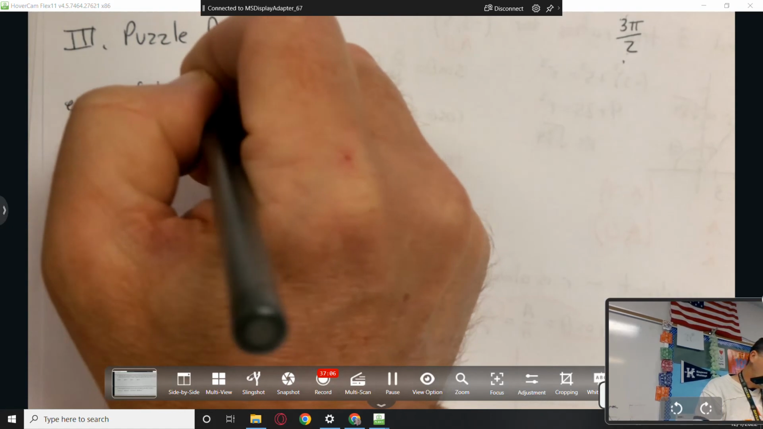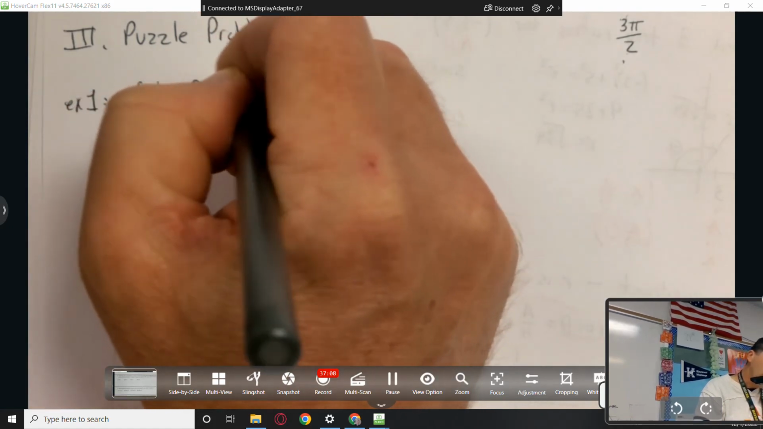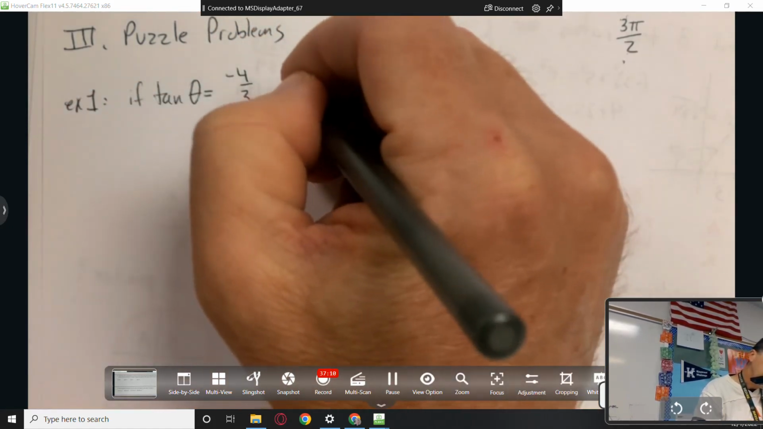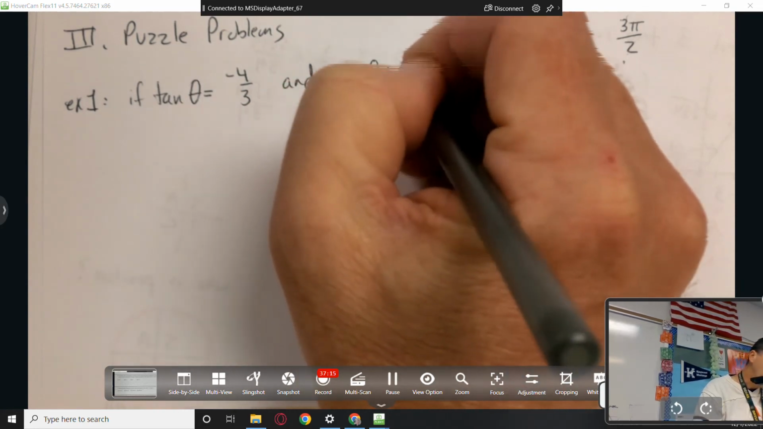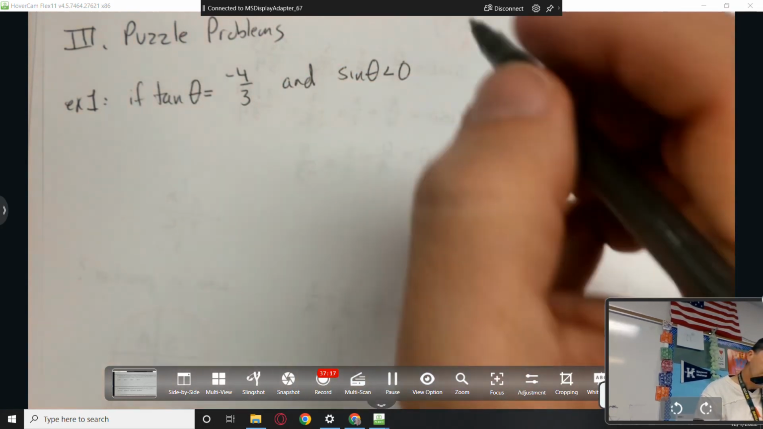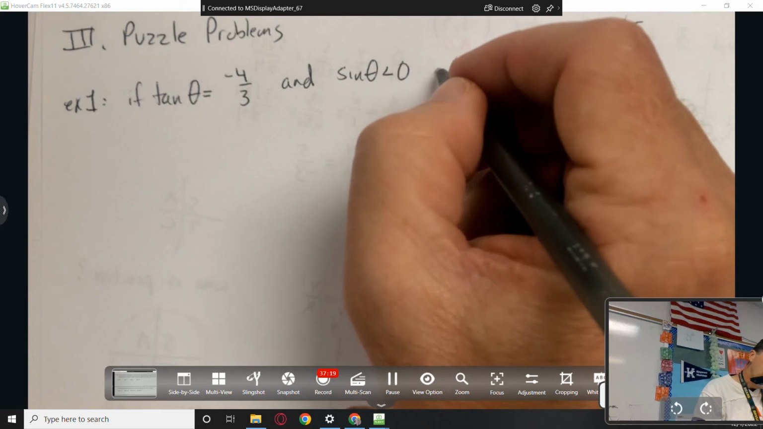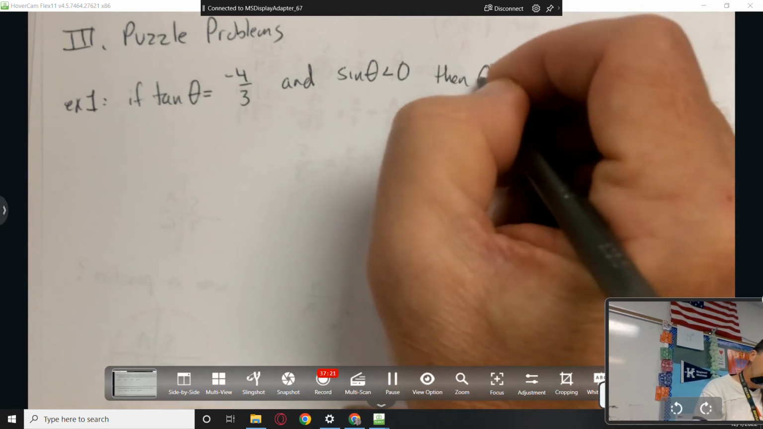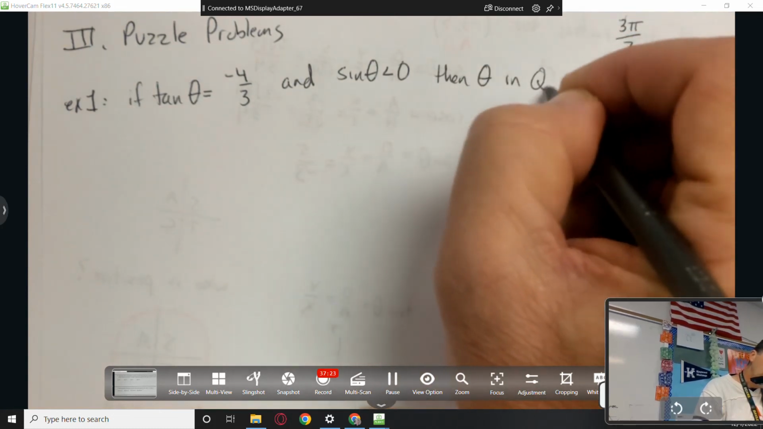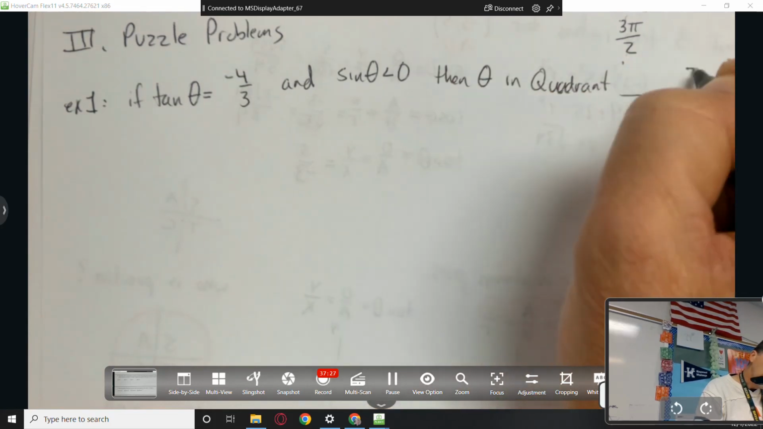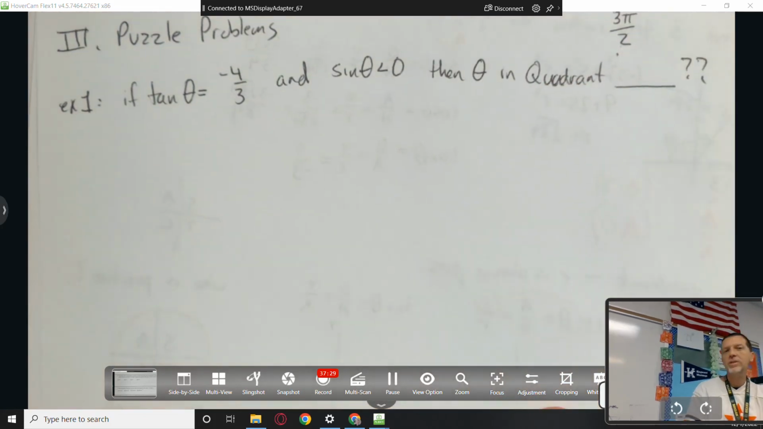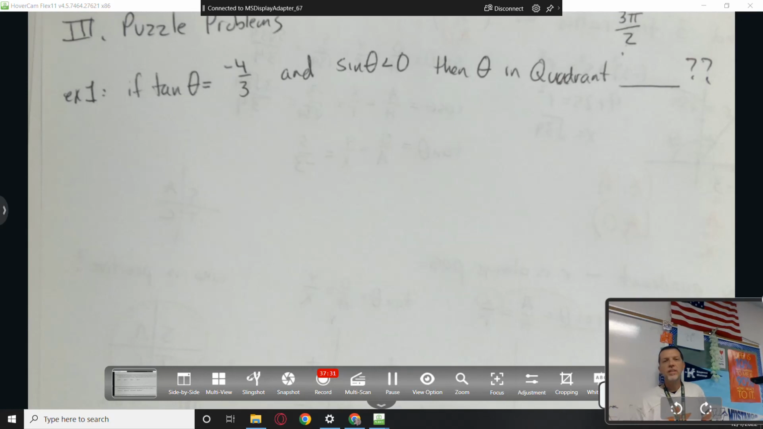If tangent of theta equals negative 4/3 and sine of theta is less than 0, then theta is in quadrant. What quadrant is theta in is the question. Tangent is negative, sine is negative.